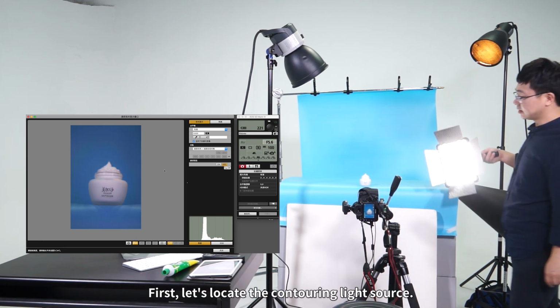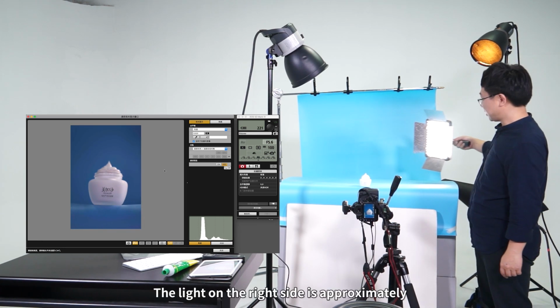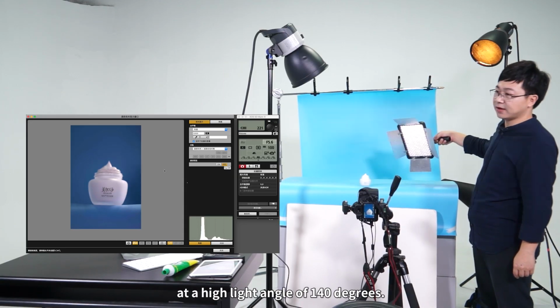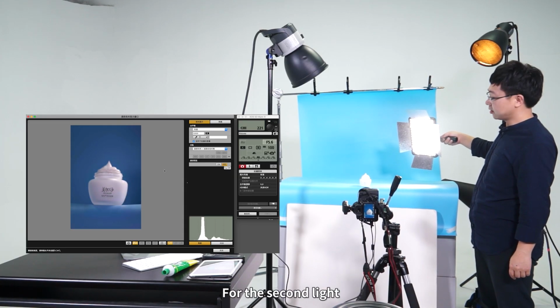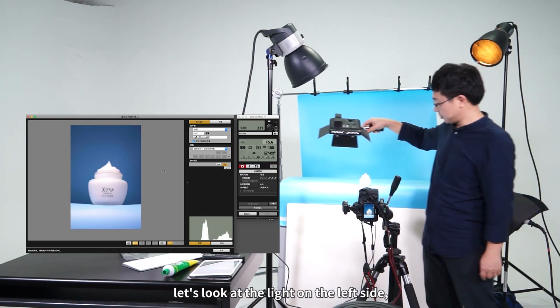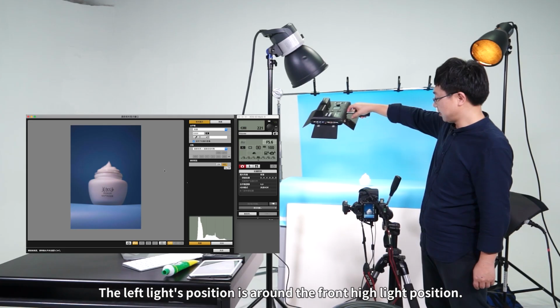First, let's locate the contouring light source. The light on the right side is approximately at a highlight angle of 140 degrees. For the second light, let's look at the light on the left side. The left light's position is around the front highlight position.